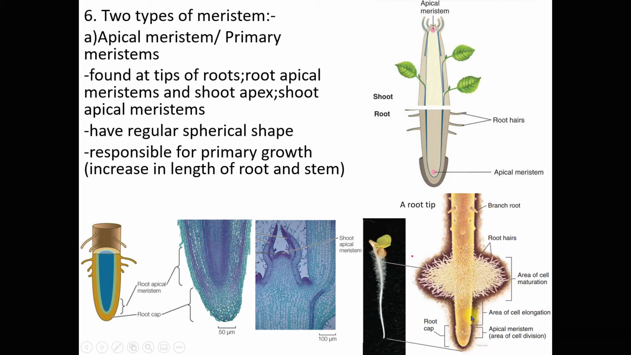This is the area of cell elongation, and this is the area of cell maturation. Very obvious because we have these root hairs. Meaning to say, the root meristem already differentiated into root hairs, and some even differentiated into the root cap. Always remember class, this apical meristem is responsible for primary growth in plants, meaning the increase in length of root and stem. They are primary growth.